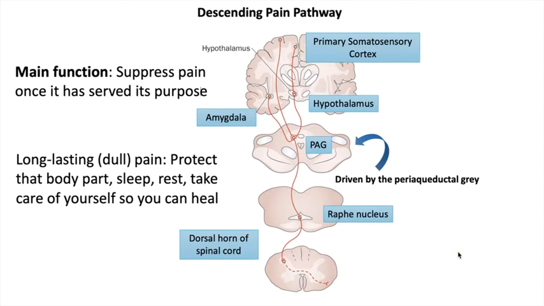Okay. The descending pain pathway is not as effective at removing a dull, long-lasting pain, right? This is present to protect your body part, to drive sleep and rest so that you can take care of yourself so that you can heal. So this is sort of like when you've sprained your ankle and when you put weight on it again, it might dully ache most of the time, but when you put weight on it again, you get that sharp pain. So that dull ache tells you, hey, there's still something wrong here. You should be modifying your behavior. And the sharp is like, that thing you just did was not good. Do not do it again.